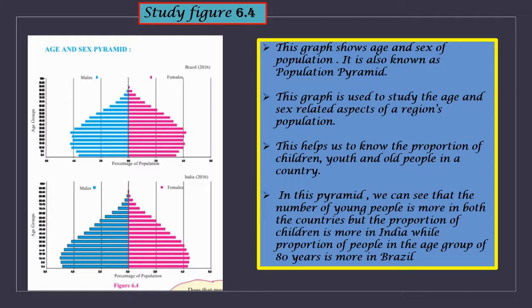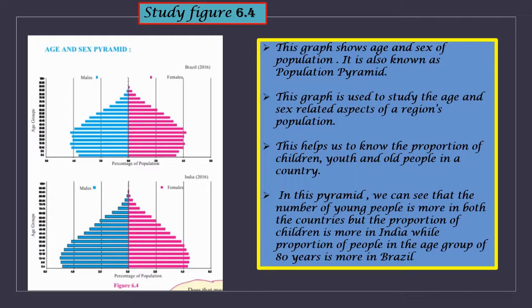It is useful because the population structure can predict the changes of a population in the future. Besides, it shows the level of development of a population. This graph shows the age and sex of a population. It is known as a population pyramid. This graph is used to study the age and sex related aspects of a region's population.